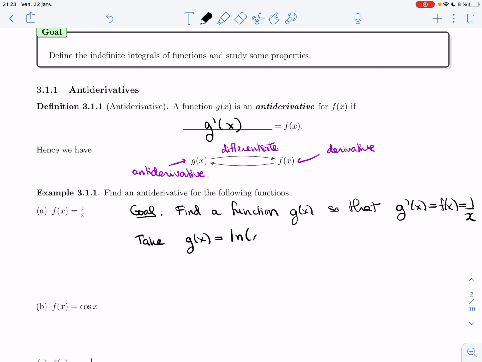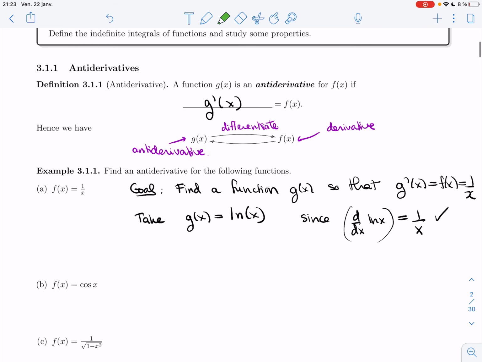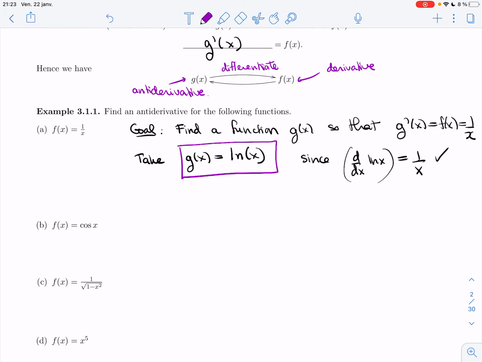Well, the one that comes to my mind is ln of x. For ln of x, we could take it because if I take the derivative of ln of x, I'm going to get 1 over x, which is f. So that's the function. In Cal 1, we would give you ln of x and ask for the derivative. You would say 1 over x. Now in Cal 2, we give you 1 over x and we ask for an antiderivative. You come up with ln of x. So it's backwards from what we were doing in Cal 1.